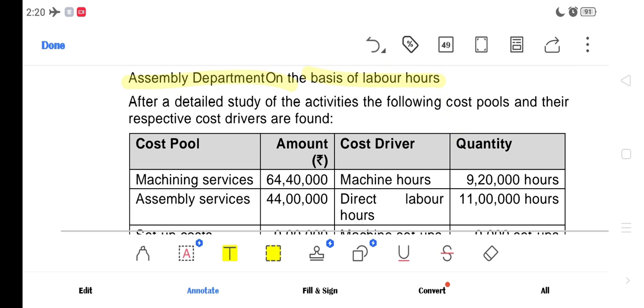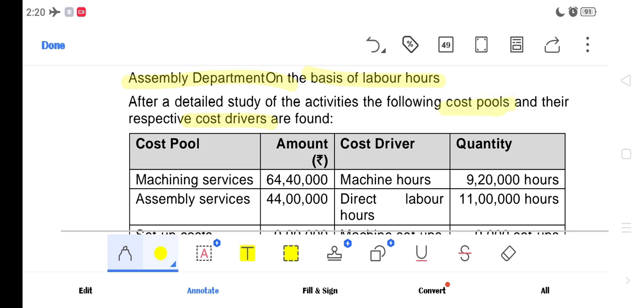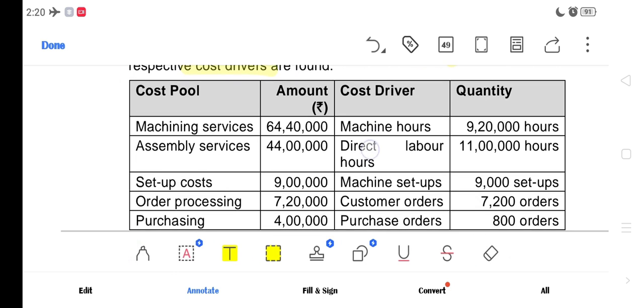And after a detailed study of the activities, the following cost pools and their respective cost drivers. Cost pool means the cost incurred. Okay, the cost pool is the cost incurred, and what are the cost drivers? On what basis do you take this?